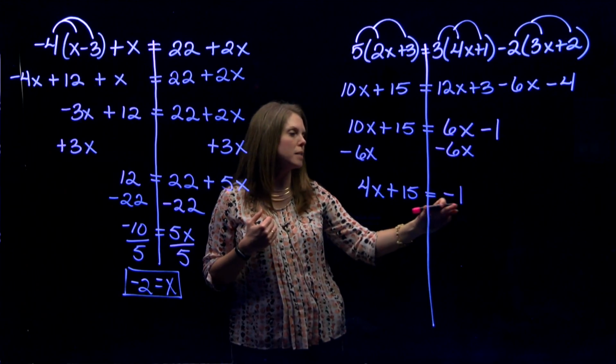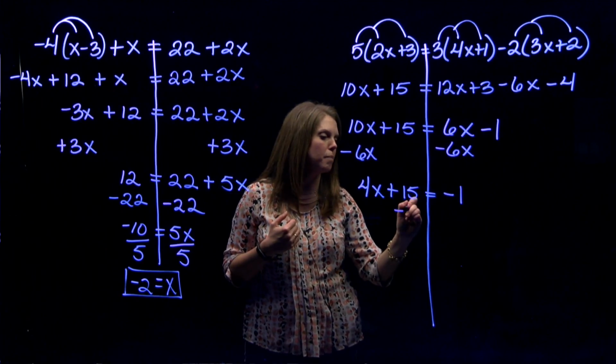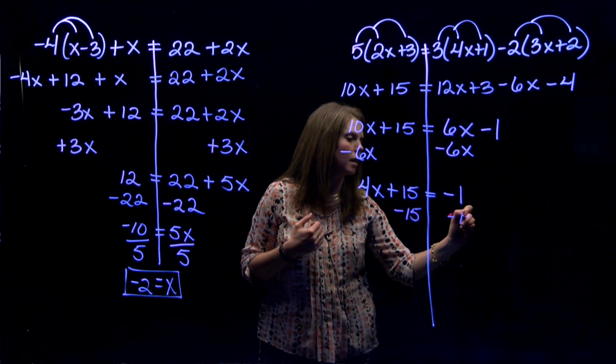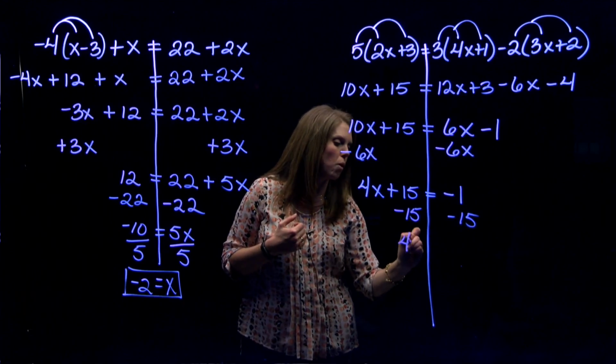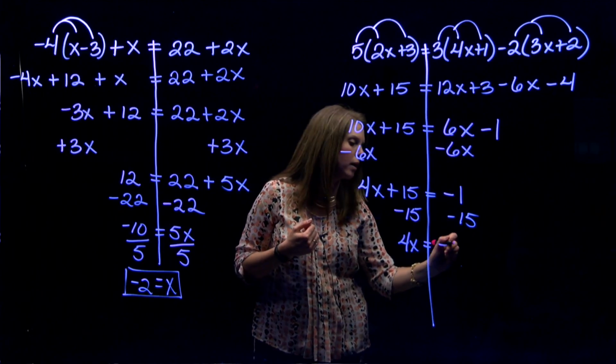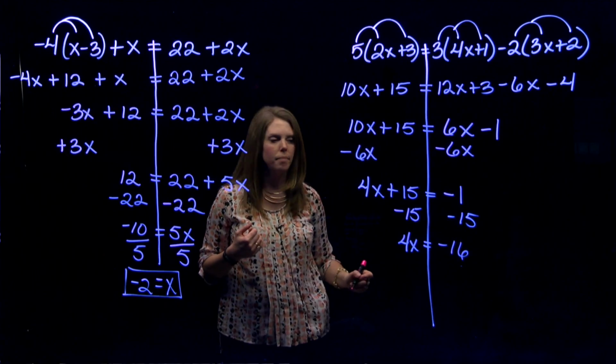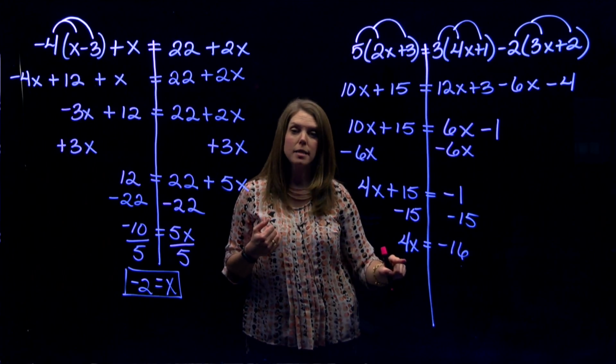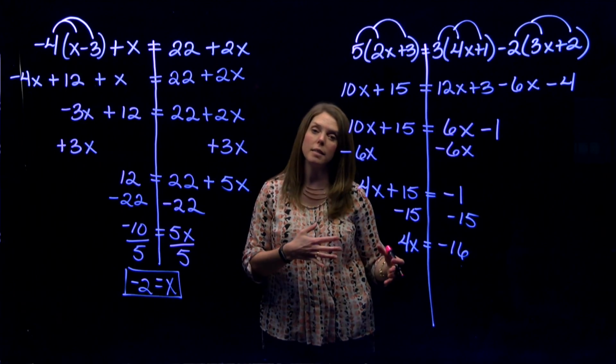I'm going to move my positive 15 over to the right side by subtracting it. And I'm left with 4x is equal to a negative 1, take away 15 more is a negative 16. And now I'm at my last step. I have x's on one side, constants on the other.